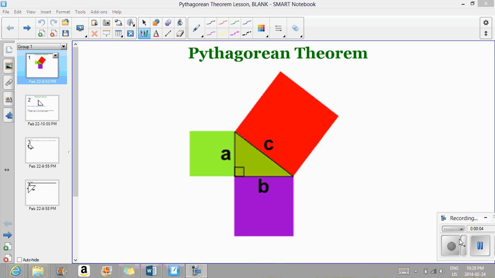So Pythagorean Theorem, we're going to talk about the equation, and hopefully you've seen this before. It is the square of each side, and if you add these two sides, you should get the square of the longest side, which is also called the hypotenuse. This is your C value.